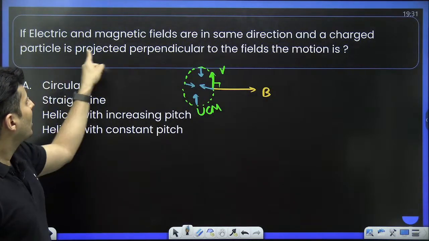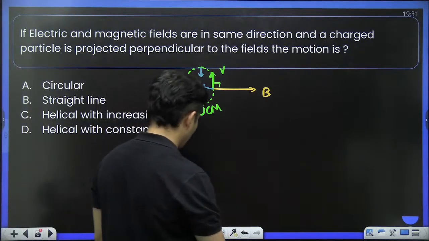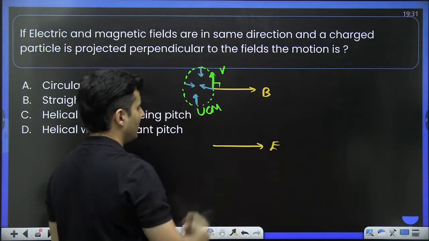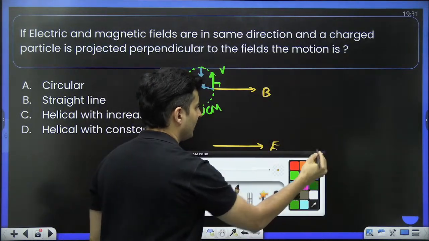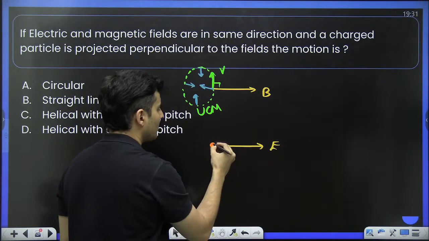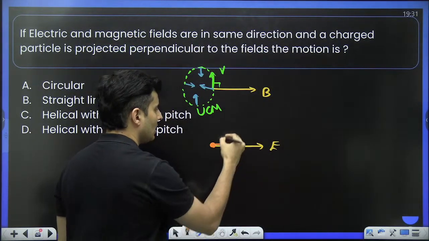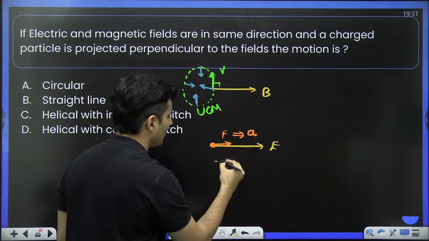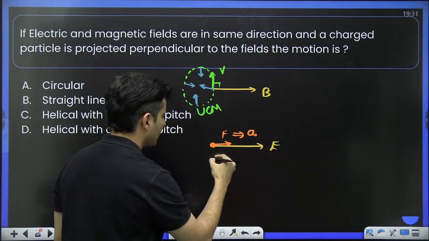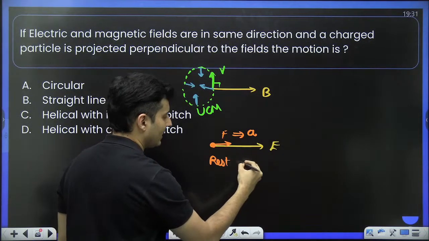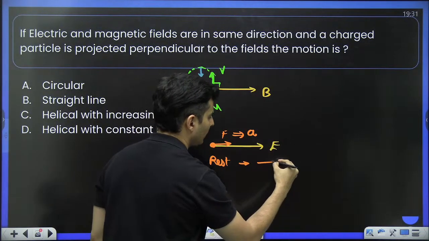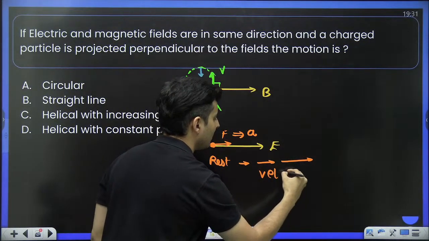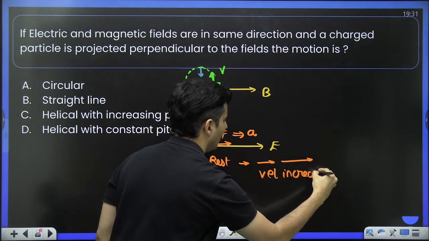Because of the electric field, let's think about it. The electric field is parallel to the magnetic field. So what will that charged particle do? The charged particle will experience a force. Because of that force, there will be some acceleration. Because of that acceleration, if the speed was 0, basically it was at rest, it will have some velocity, more velocity and more velocity. Velocity increases.